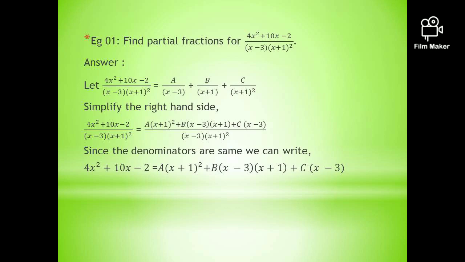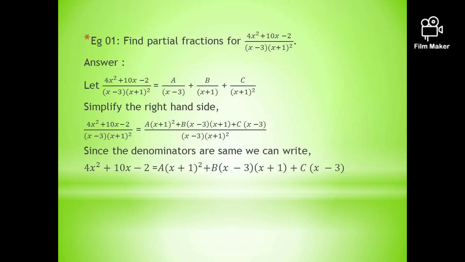B, the denominator is x plus 1. If you cover x plus 1, another x plus 1 and x minus 3 is remaining. With that you can write B into x minus 3 into x plus 1. C, the denominator is x plus 1 squared, so cover x plus 1 squared into x plus 1 from the denominator. The remaining is x minus 3, therefore C into x minus 3.